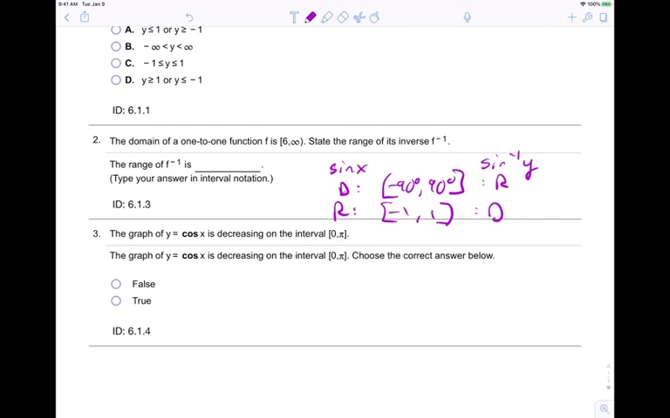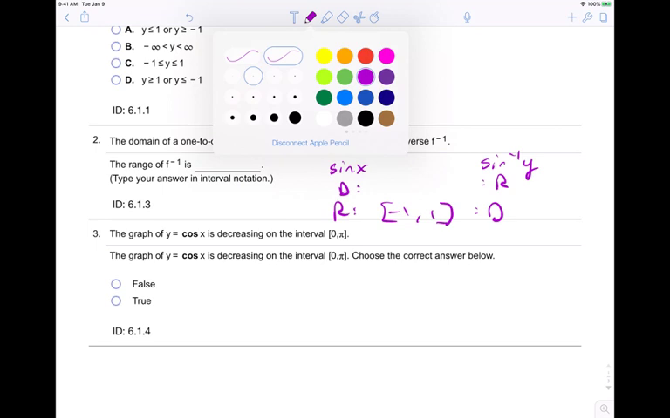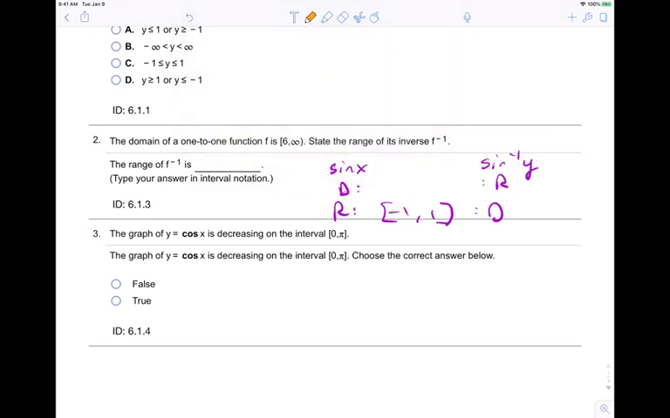So it says the domain of a one-to-one function. To apply it to this one, let's just change this negative 90 to that domain. So we're going to change it to 6 to infinity, just to force it to match. So it says the domain of a one-to-one function is 6 to infinity. State the range of the inverse. So now, based on that, can you tell me the range of the inverse? Just like that. Does that make sense? Okay.